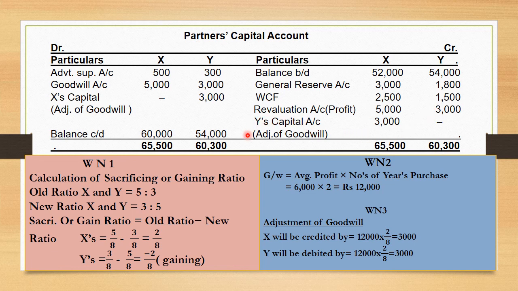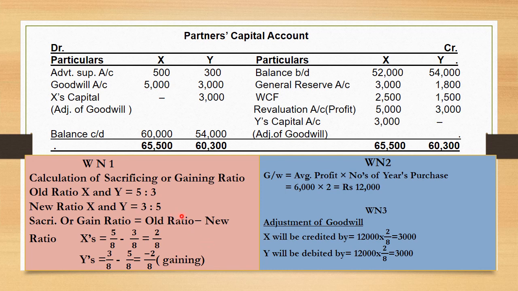And for making the adjustment entry in respect of goodwill, we will do working notes. The first working note gives us the value of the sacrificing or gaining share of the partner. For computing the sacrificing and gaining share of the partner, first we will write their old and new ratio, and after writing that ratio, the formula for sacrificing share is old ratio minus new ratio. When we compute the sacrificing share of X, we will get 5 by 8 minus 3 by 8, that comes to be 2 by 8 as his sacrificing share. Similarly, when we compute the sacrificing share for Y, we will get minus 2 by 8 in result. It means he will be termed as the gaining partner.